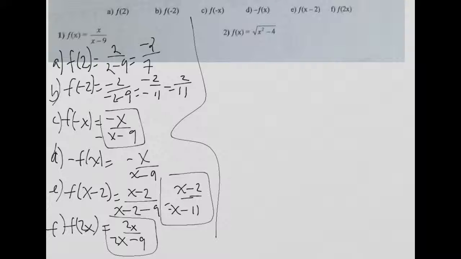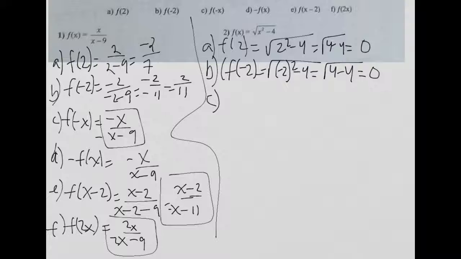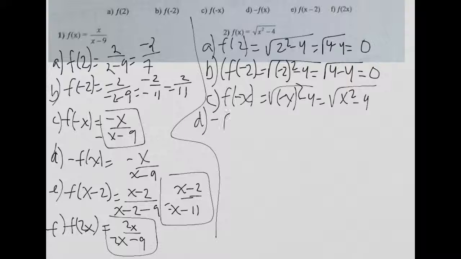Alright, now we're doing the same thing all over again. So f of 2. For f of 2 and f of -2, we actually get the same answer of 0. Then we're doing f of -x, plugging in -x underneath the radical. So basically it still stays the same thing, square root of x squared minus 4. D, we're doing negative f of x, so that means the front thing is negated, so it's negative on the outside, x squared minus 4 inside.